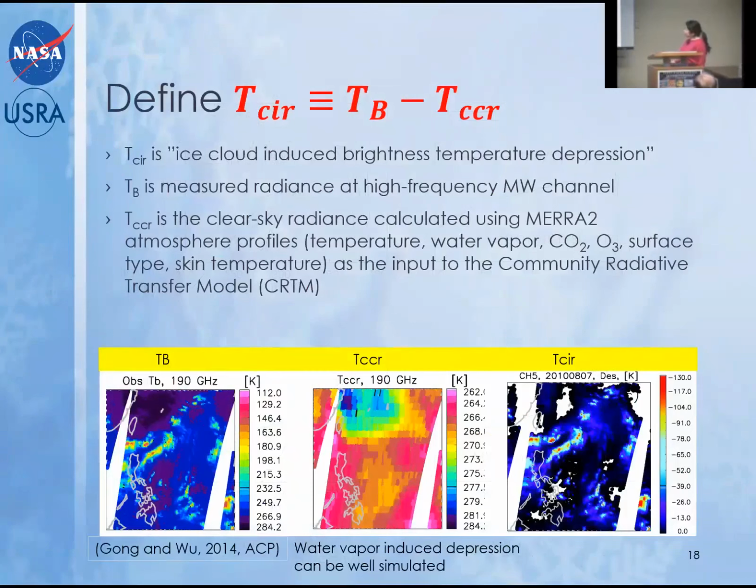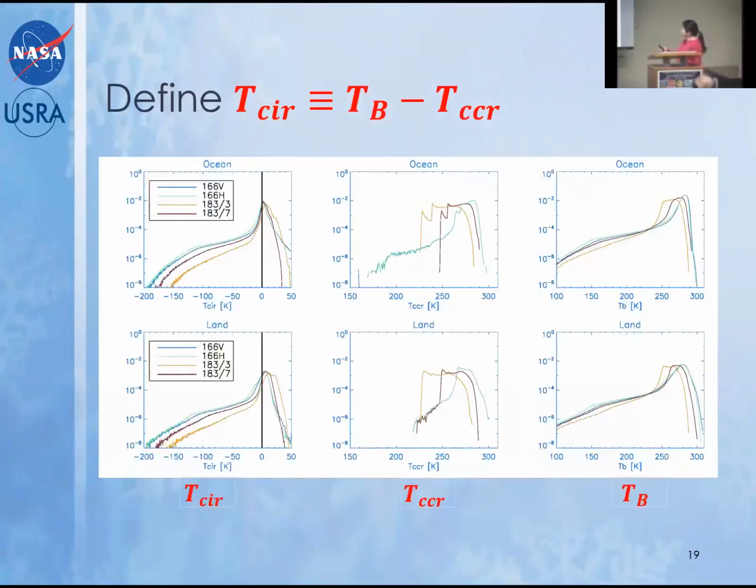So this is an example. You can see this is brightness temperature at 190 gigahertz, and this is the clear sky-induced radiance difference, and you can see the water vapor-induced depression can be removed from here. After subtracting this from this, we get the cloud-induced part. If you don't look at the white places, where it's 0, and black places, which is also 0, the blue, cyan, and red places are where the microwave cloud lies. And that's where we're going to retrieve the ice water path.